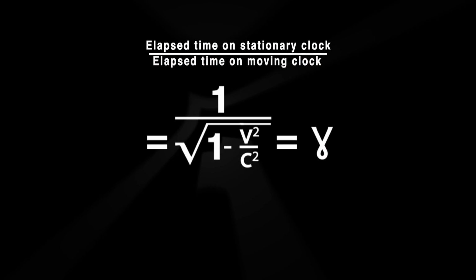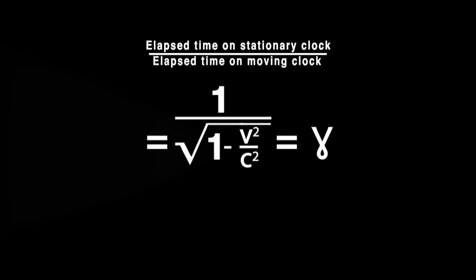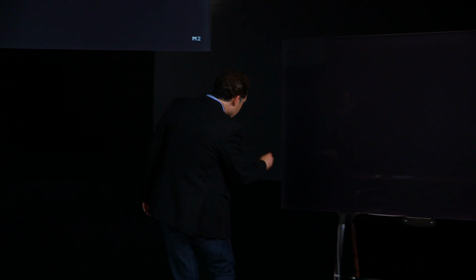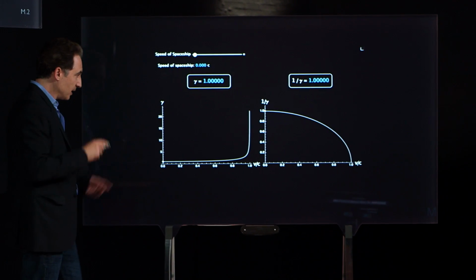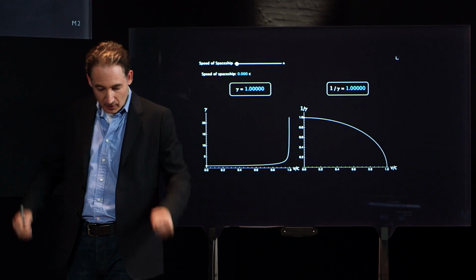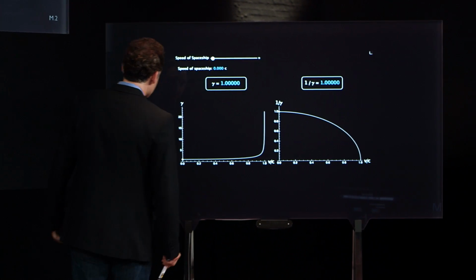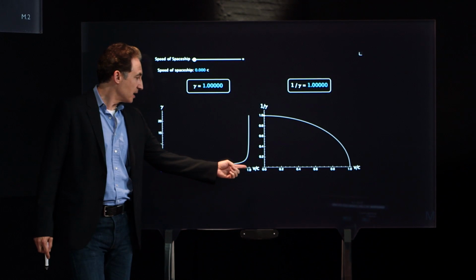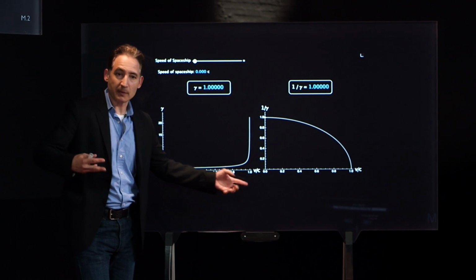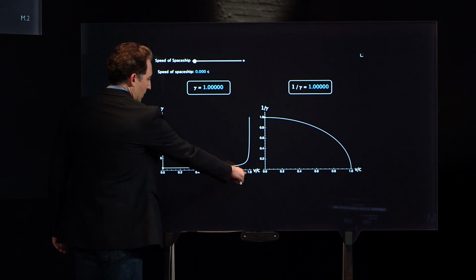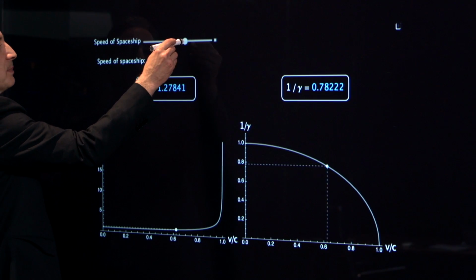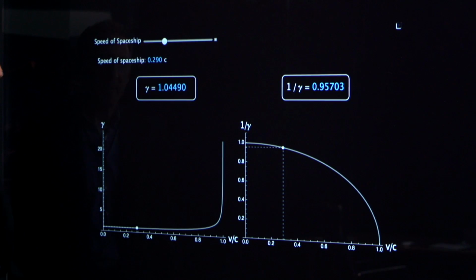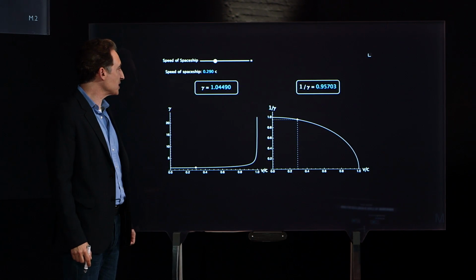The relationship between the elapsed time on the stationary clock and the elapsed time on the moving clock is simply given by 1 over the square root of 1 minus v squared over c squared, this famous time dilation factor gamma. So let's take a quick look over here. What I'm showing in this demo, and again, play with it at home to get a feel for these results, is a plot of gamma versus the velocity of the clock, the velocity of the ship, whatever object is moving. I'm going to always plot that velocity in units of the speed of light, so we can choose the speed, say, of the spaceship in this case to be 29% of the speed of light.